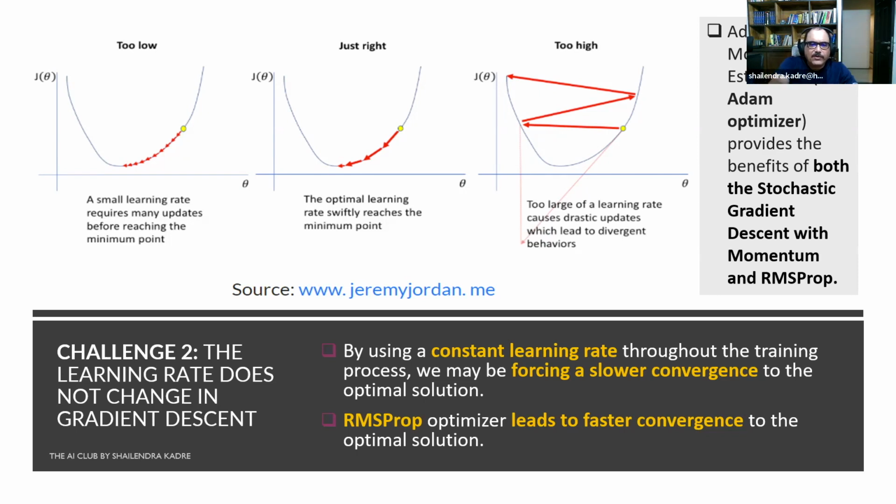Now come to the learning rate. We have seen that if the learning rate is constant throughout the training process, then your training process will be slower, as seen in the leftmost graph. Your learning rate is constant, so convergence will be very slow.